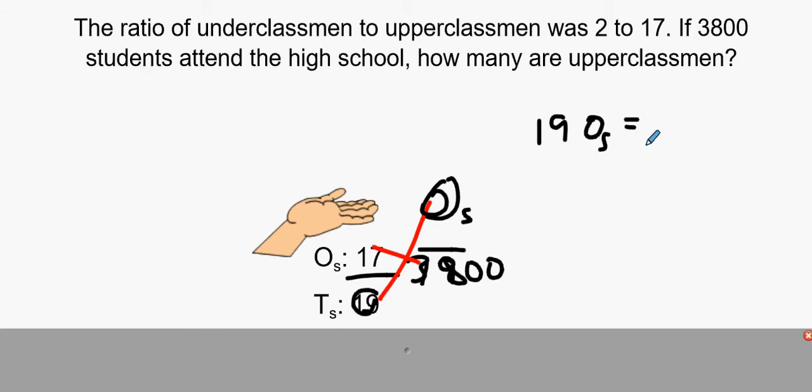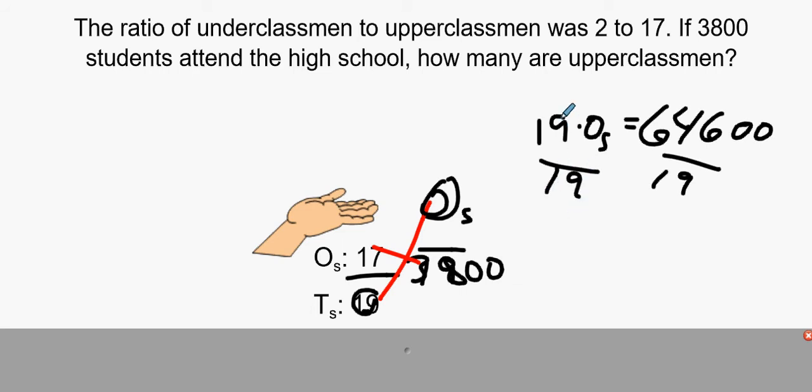The book likes to be difficult, doesn't it? Times 3,800. 64,600. But don't worry, we get to divide that, right? Because this is implied multiplication. Undo it through division. Cancel it out. Older students, which is what we're looking for. What's the total? 3,400.